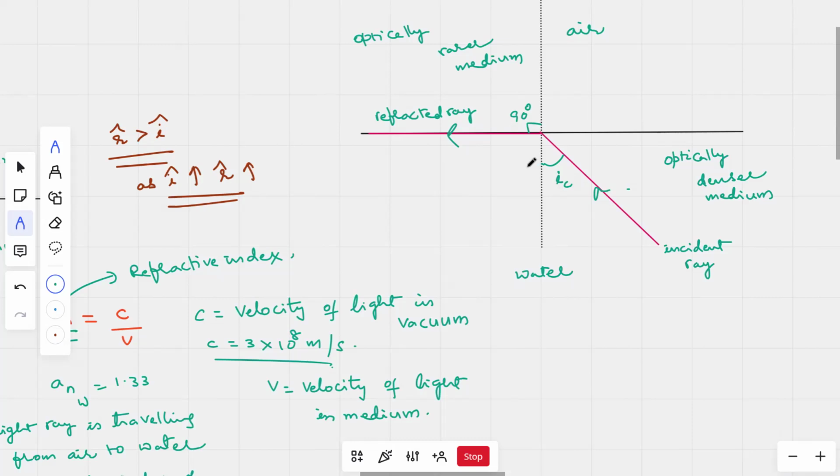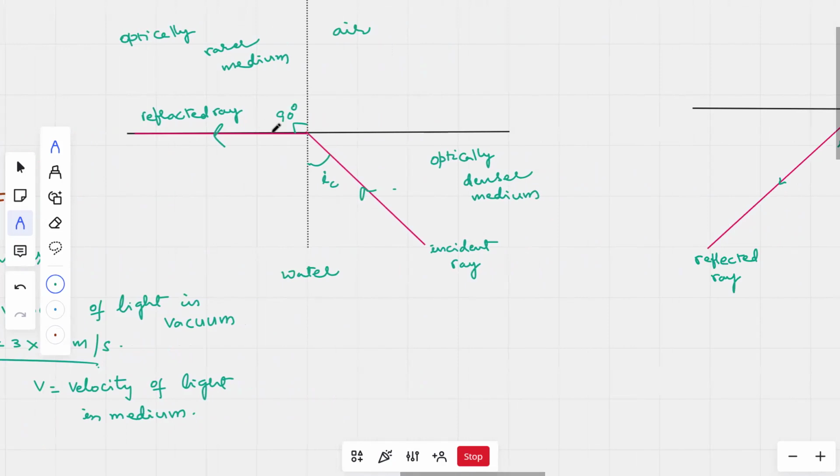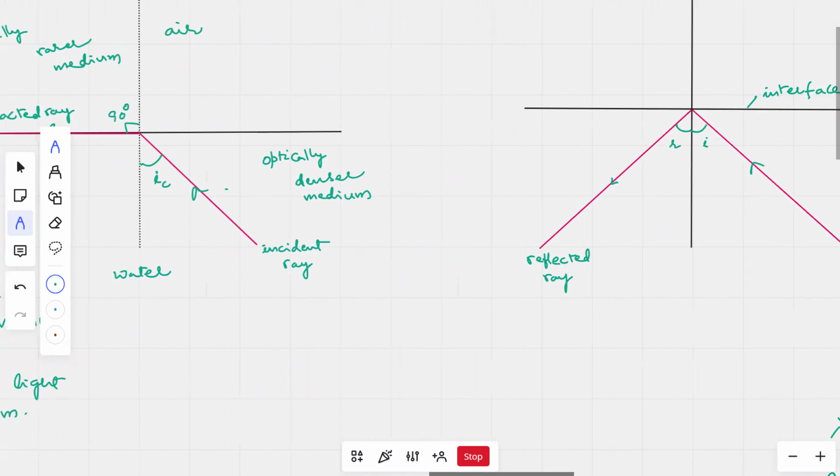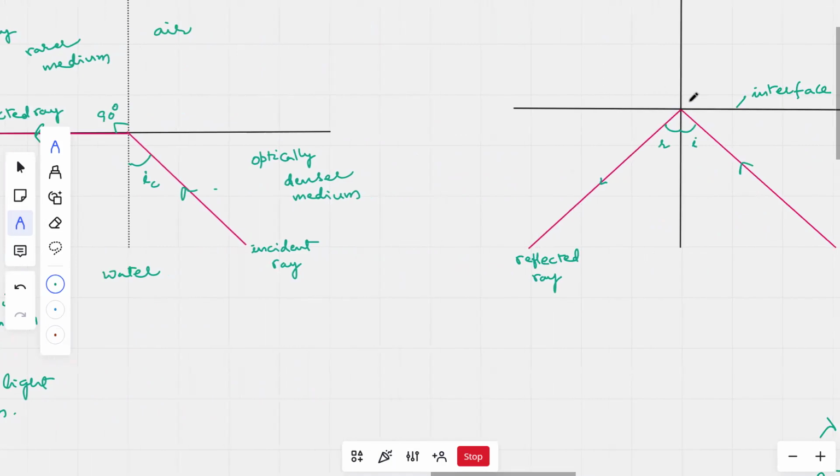Now the question arises. Suppose I increase the angle of incidence further, what happens to the refracted ray? Simple. The refraction no longer takes place because 90 degrees is over. Where will the light ray go? It will enter back into the same medium. So 90 degrees are over and I still increase the angle of incidence. That means I is greater than I_C. Okay. So beyond the critical angle, if I increase the angle of incidence, then no longer refraction takes place.